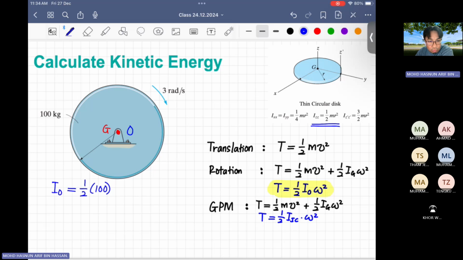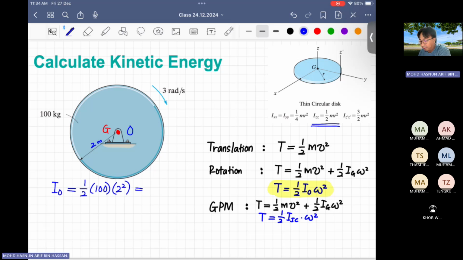R is 2 meter. So let's write here 2 meters. So IO is 1/2 mr square. So this will be 2 square.